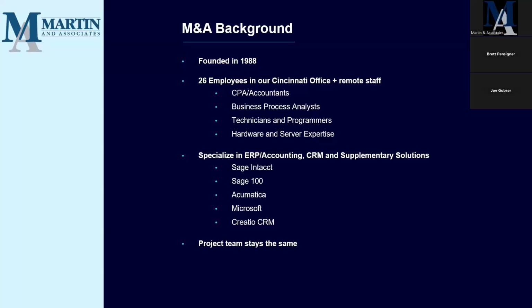Here's a real quick background about Martin and Associates. In a nutshell, we were founded in 1988. We've been a Sage partner since 1988. We have 26 employees with various backgrounds between financial, programming, technical, and server related. We concentrate on ERP products and all the corresponding add-on products that go with them. Specifically on the ERP side, we deal with Sage Intacct, Sage 100, Sage 500, and Acumatica. Those are the main ERPs we deal with, and this is what we do on a day-to-day basis.